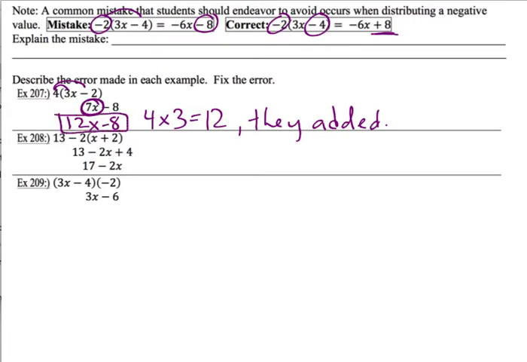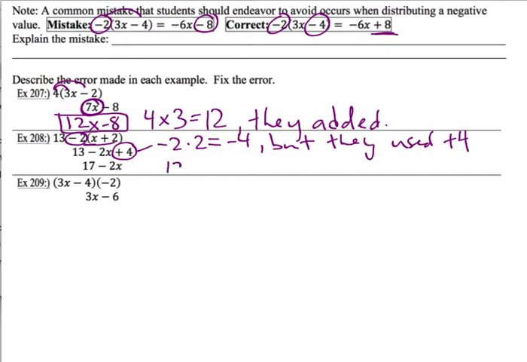Okay, let's look at the next one. 13 minus 2 times x plus 2. We're going to distribute it, it looks like. 13 minus 2. Negative 2. Oh, we're distributing a negative, so that should be a negative 4. So the mistake they made, negative 2 times 2 is supposed to be negative 4. But they used plus 4. So fixing that, I should have 13 minus 2x minus 4, which is going to be 9 minus 2x as a correct answer.